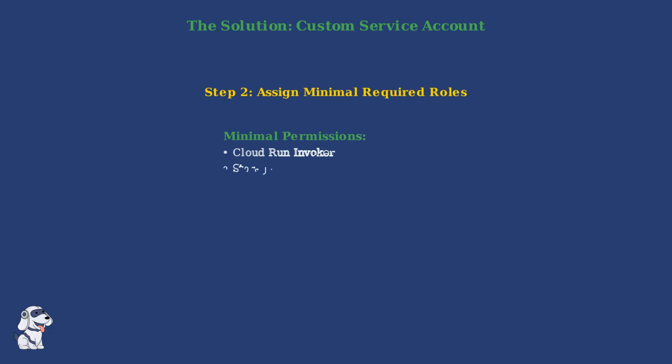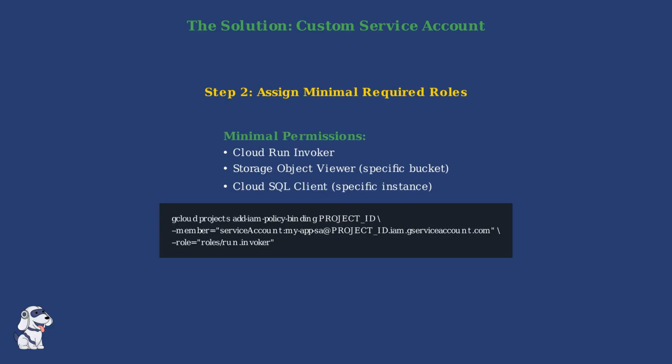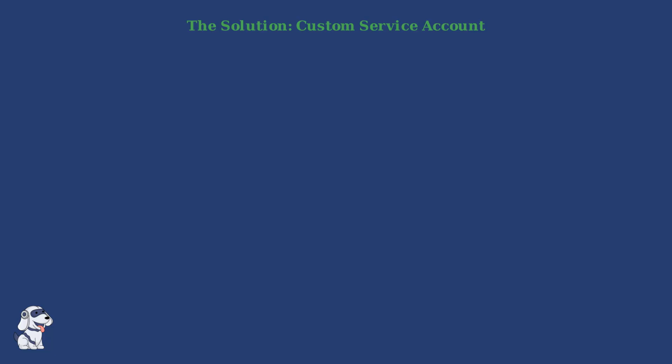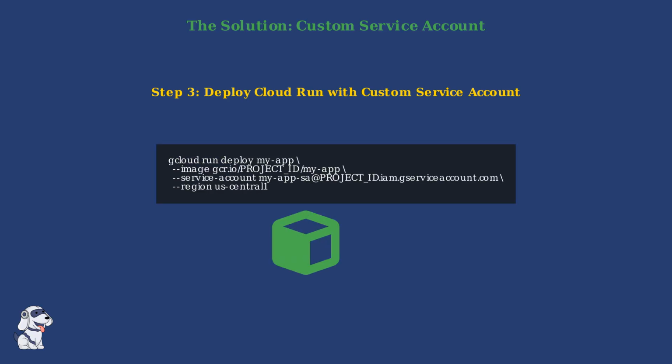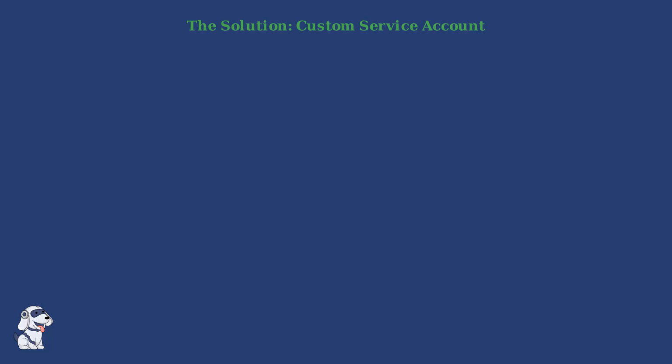Step 2 requires identifying the exact permissions your application needs and assigning only those roles. For example, a typical web application might only need Cloud Run Invoker, specific storage access, and database client permissions. Step 3 involves deploying your Cloud Run service with the custom service account. The service account flag ensures your application runs with the minimal permissions you configured, not the default broad access.